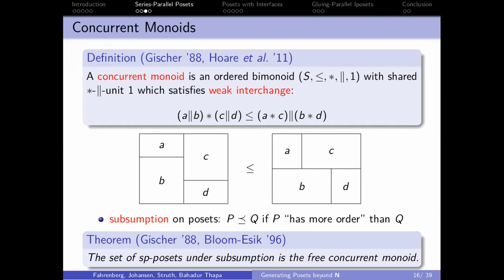This is easiest to explain using the interpretation, which I'm going to give in a minute, and the picture. So on the picture, you see on the right-hand side, A before C in parallel with B before D. And in particular, you notice that there are some parts of B which may be in parallel with C. Now, if you do the composition in the other order, like on the left, A parallel B composed with C parallel D, then anything in B is before anything in C, so you have more ordering on the left-hand side. So this is the interpretation of the ordering in the concurrent monoid: in the Poset interpretation, you have more ordering, which is called subsumption. So in Posets, this is called the subsumption ordering. P comes before Q if P has more order than Q. And then Gischer and Bloom and Ésik showed that the set of SP Posets under subsumption is the free concurrent monoid.